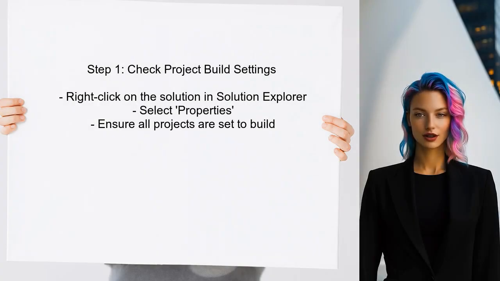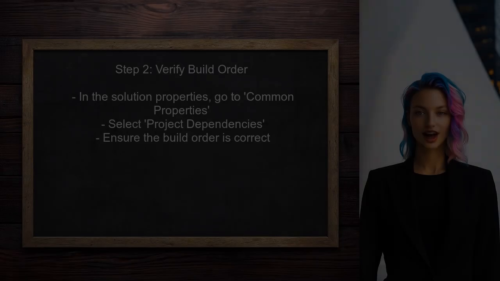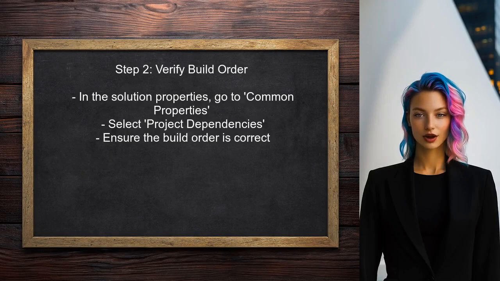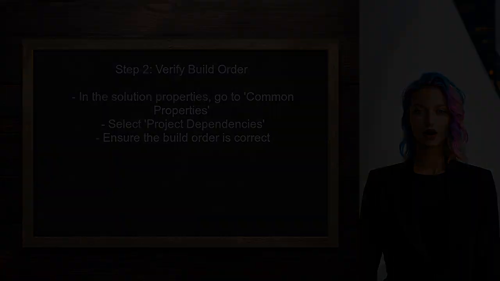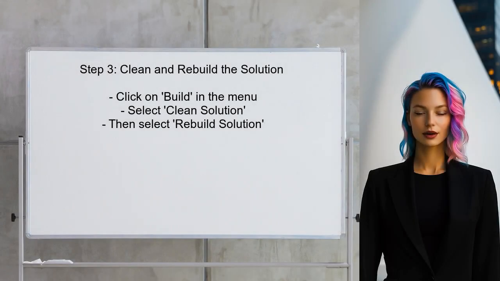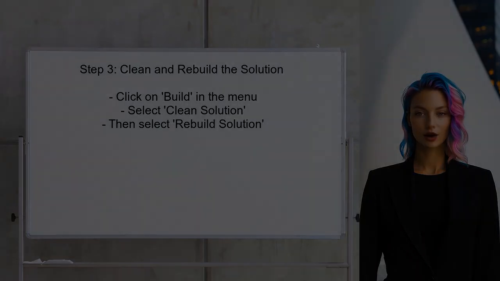To begin resolving the issue, the user should first ensure that all projects in the solution are set to build correctly. This can be done by right-clicking on the solution in the Solution Explorer and selecting Properties. Next, the user should verify the build order of the projects. It's important that the projects are built in the correct sequence, especially if they have dependencies on each other. After confirming the build settings in order, the user should clean and rebuild the solution. This can help resolve any lingering issues with the build process.